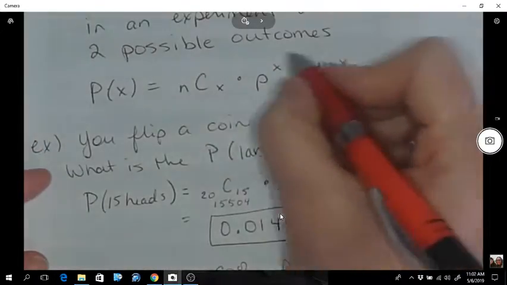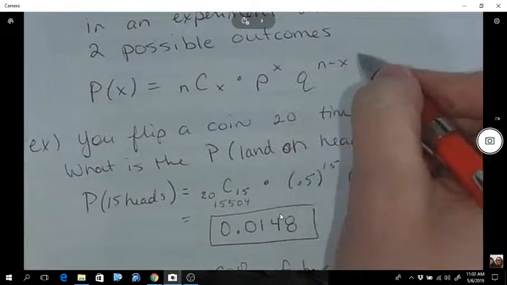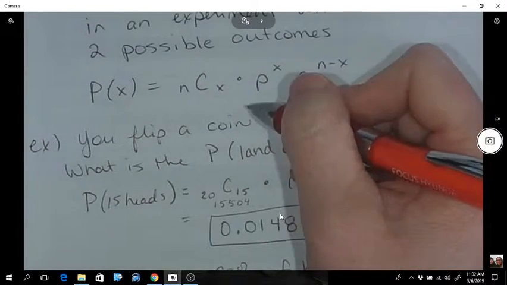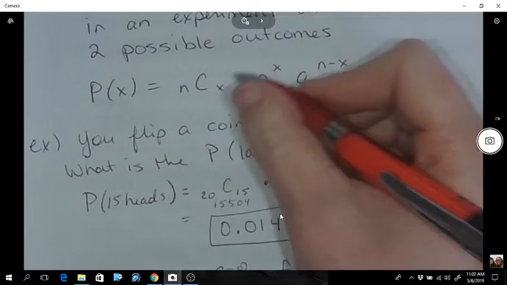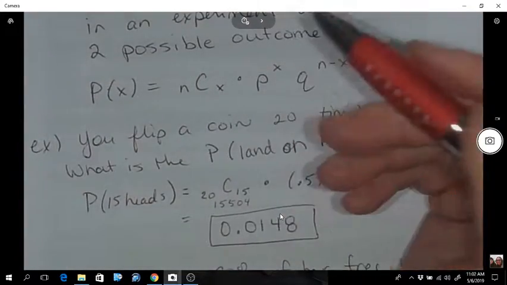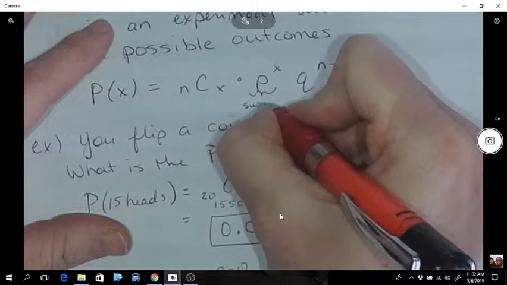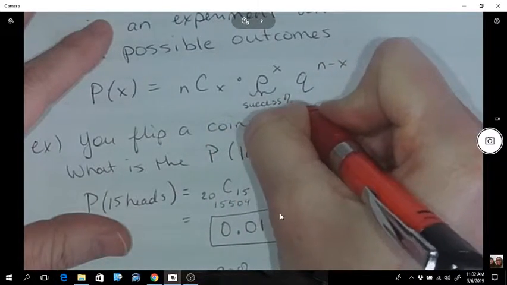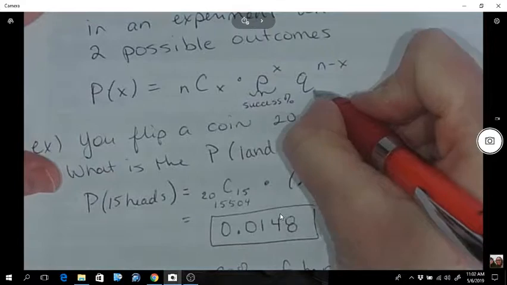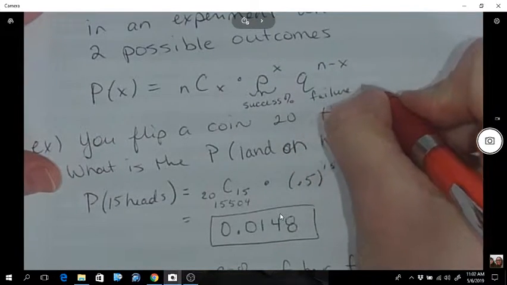Okay, so when we're doing this, just make sure you understand that it's for if you make exactly X, not at least, it's an exact X. So P is representing your success percent, and Q is representing your failure percent.